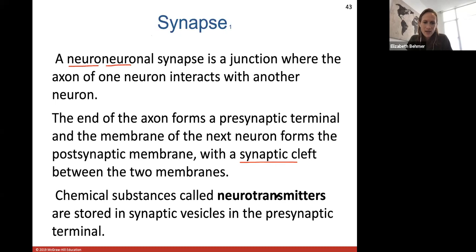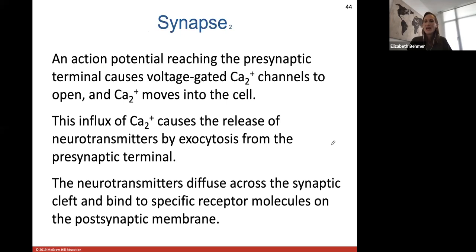Good question, Kathy. Chemical substances called neurotransmitters are stored in the synaptic vesicles in the presynaptic terminal. An action potential reaching a presynaptic terminal, or the end of one axon, will cause voltage-gated calcium channels to open and calcium moves into the cell. Remember, calcium is our special ion that's needed. When we get an influx of calcium, this always causes a release of the neurotransmitter by exocytosis. The same thing happened with the neuromuscular junction. We needed calcium to enter to release acetylcholine into that muscle cell.